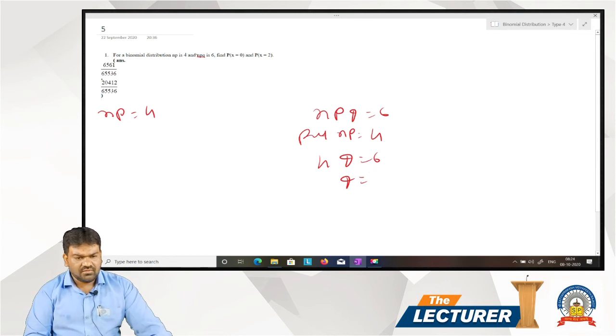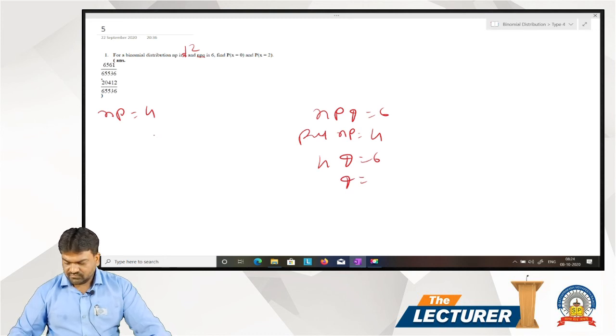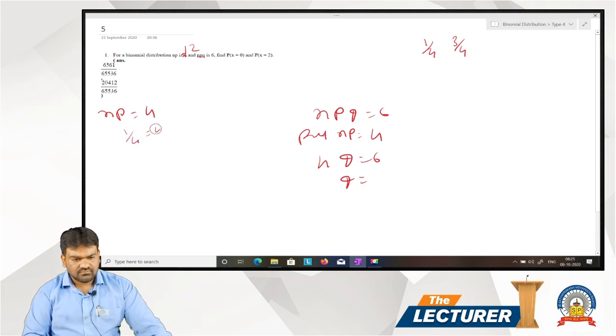NP is equal to 4, NPQ is equal to 6. NP is always greater than NPQ. This is 60, not 6. NP is equal to 16.